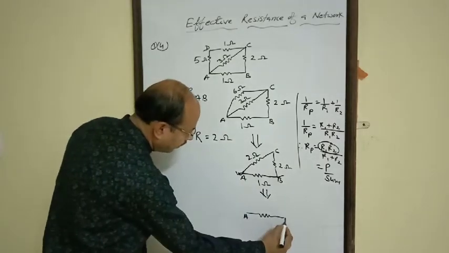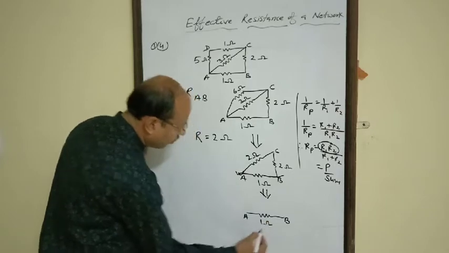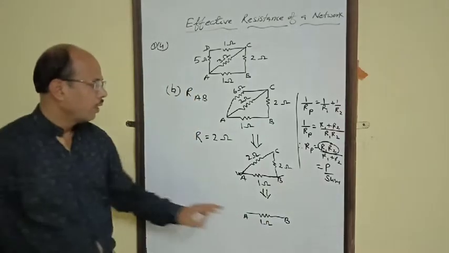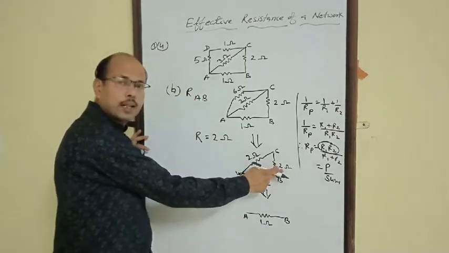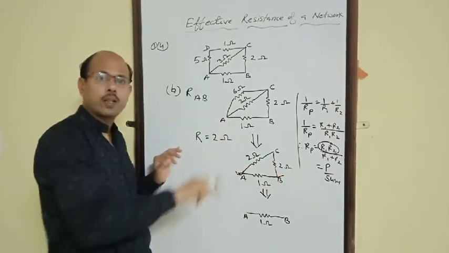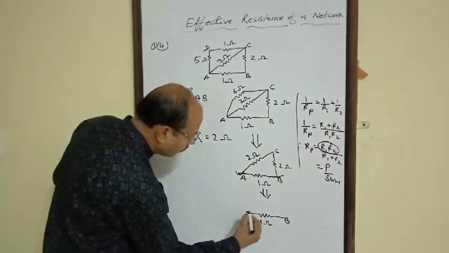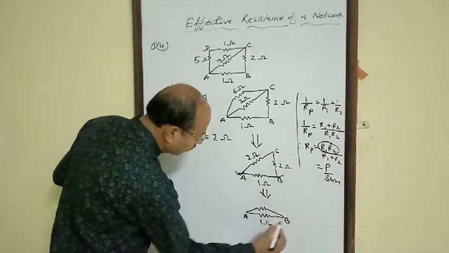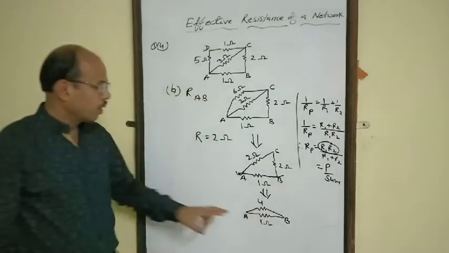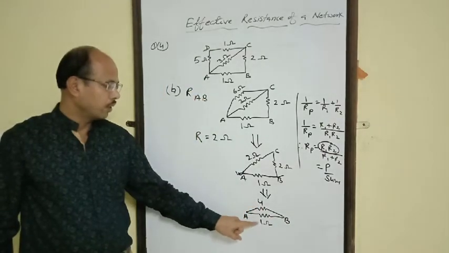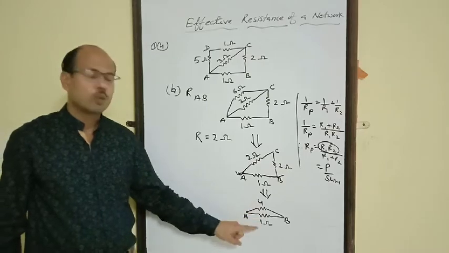Here it is A, this is B, and this is 1 ohm. Without any change, this is 1 ohm. And 2 ohm and 2 ohm are connected in series, therefore effective will be 4. And this 4 will be in parallel with AB. So now this is the final diagram, 4 and 1. And now I think you can easily solve this.